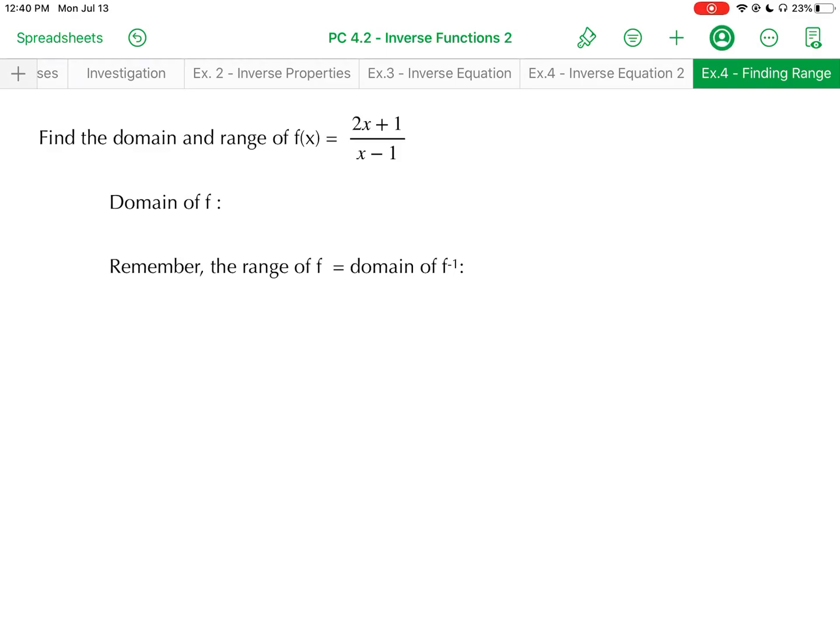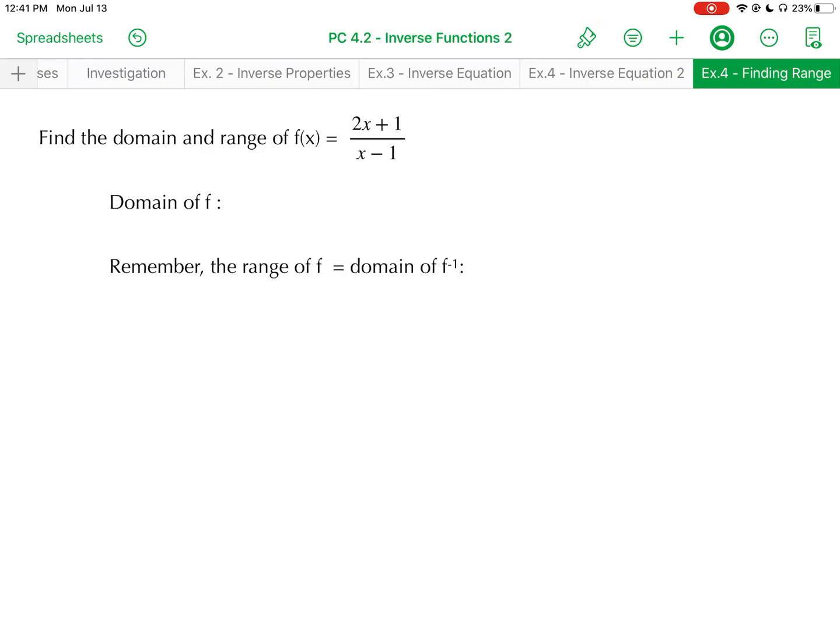All right, here we're still in section 4.2, and I'm going to cover our final example. In this example, we're going to show how you can use an inverse function in order to determine the range of your original function, okay? So here I have f of x equals 2x plus 1 over x minus 1. So that's a rational function, okay?